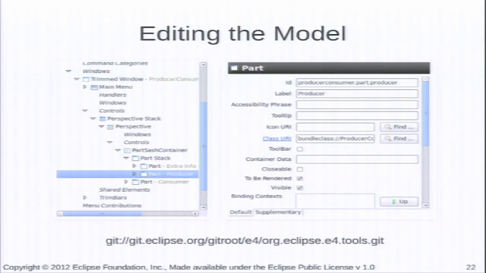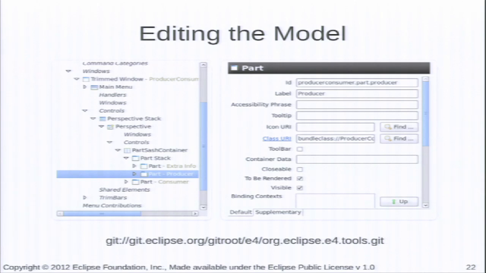So to edit the model, I have this wonderful editor. The editor itself, if you want to get access to it, it's actually not been released. We're still in the early days of Eclipse 4, and some of the tools that we use for actually building this stuff are still in the incubator. So in order to get access to the model editor, you need to pull it in from the E4 repository. Actually, in here, I'm showing the Git repository. There's a built version of it that you can just install directly into your Eclipse workbench.